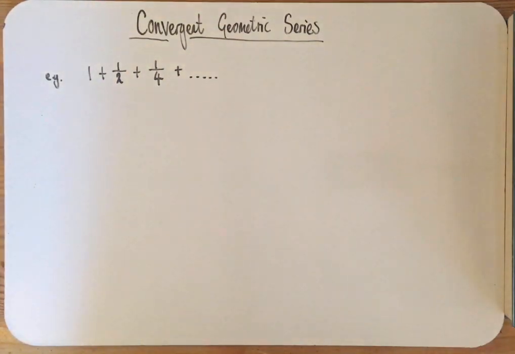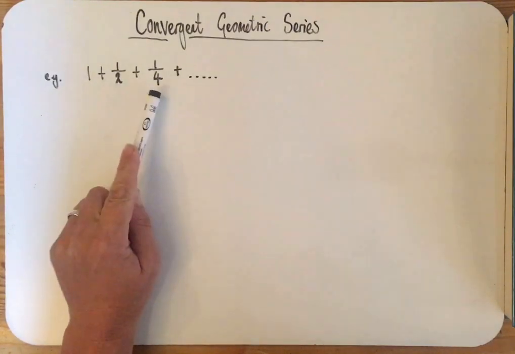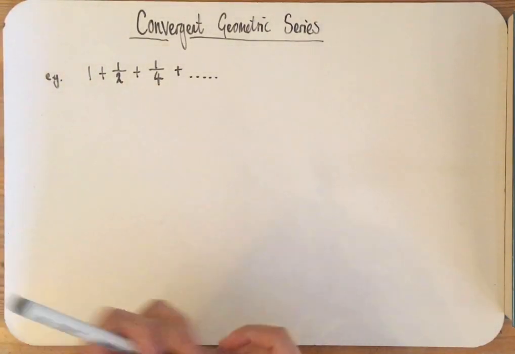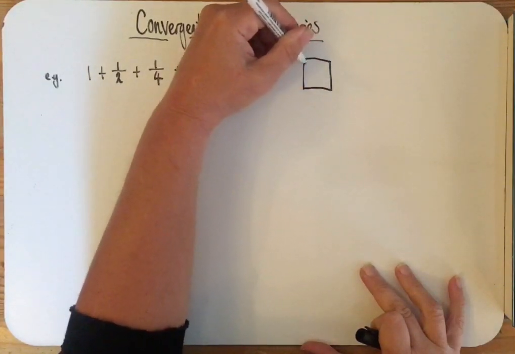Okay, we're going to look at convergent geometric series. So that's when the sum converges to a particular number. I think we've seen this before, but if you look at 1 plus a half plus a quarter plus an eighth plus a 16th, I'm pretty sure we've visualised what happens with this before.